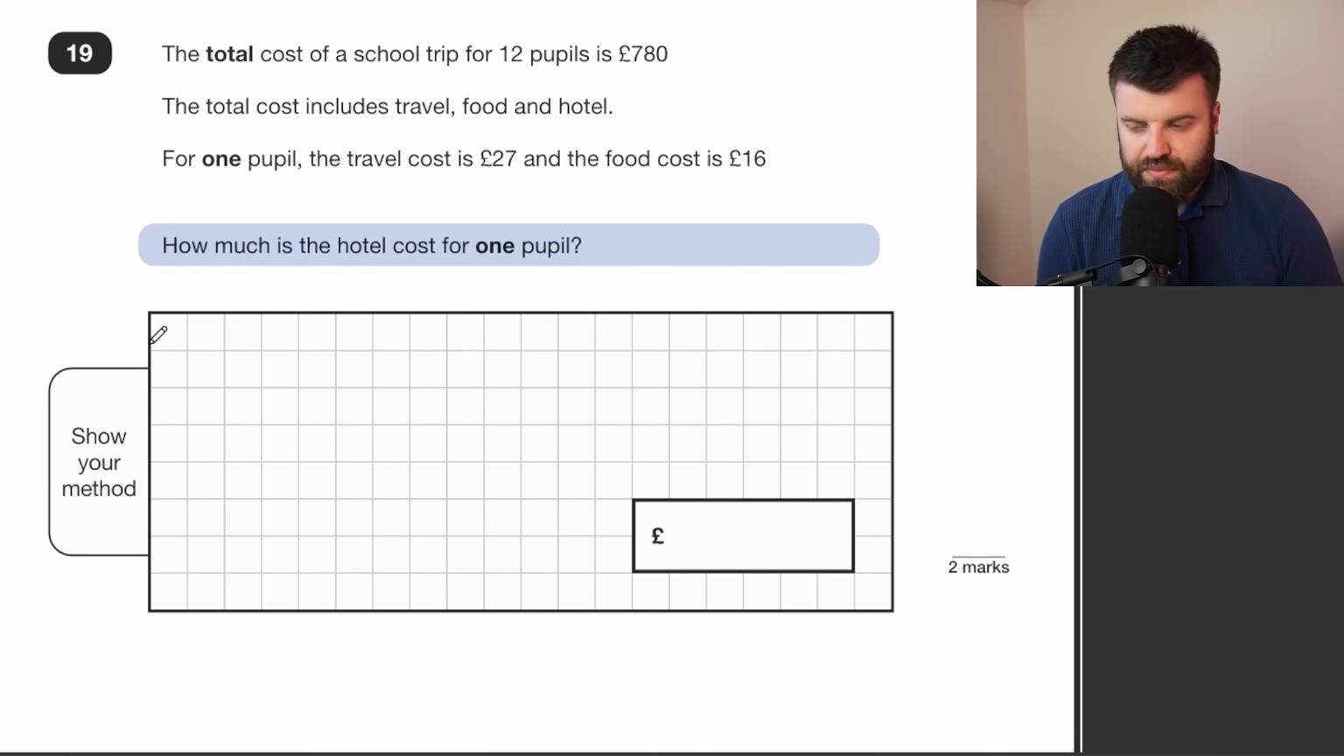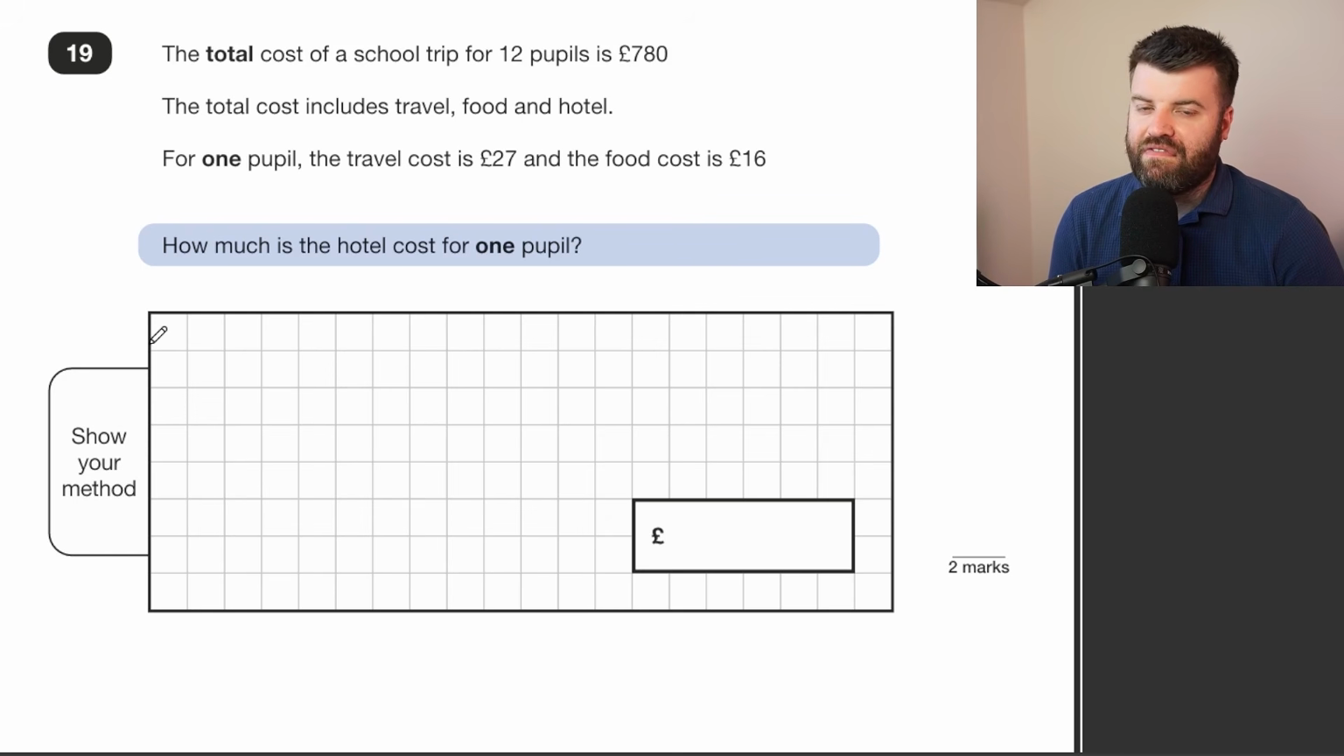Question 19. The total cost of a school trip for 12 pupils is £780. The total cost includes travel, food, and hotel. For 1 pupil, the travel cost is £27 and the food cost is £16. How much is the hotel cost for 1 pupil?